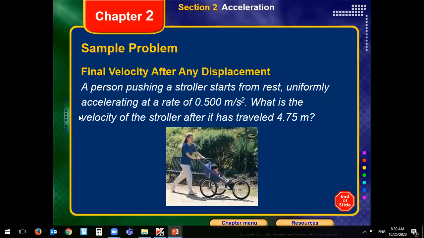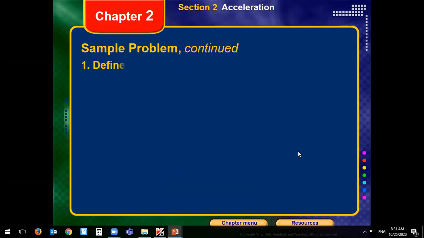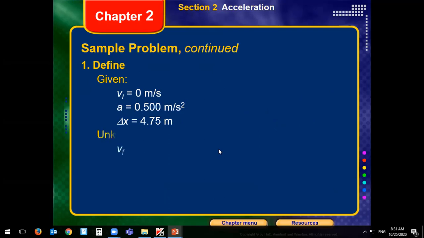Okay, simple problem. Final velocity after any displacement. A person pushing a stroller starts from rest, so vi equals 0, uniformly accelerated at a rate of 0.5 meter per second squared. This is acceleration. What is the velocity of the stroller after it has traveled 4.75? He wants vf, and gives you the distance, 4.75. Okay, so first we list the data I have: vi, starts from rest, acceleration equals this, and the distance equals this. What does he want? He wants vf.